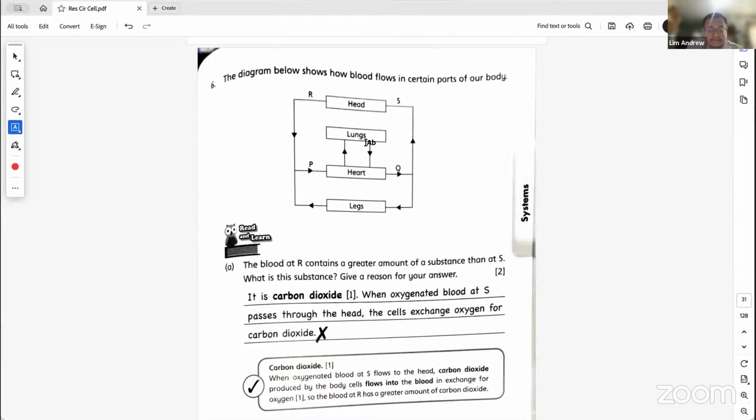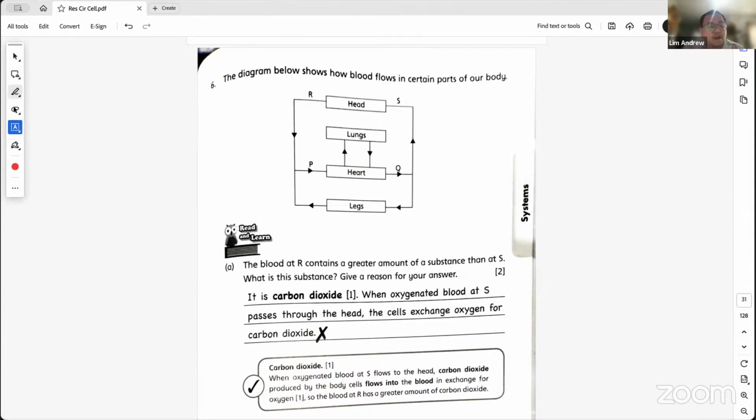The question now says, question 6A, they give you a diagram. They are saying that the blood at R contains a greater amount of a substance than at S. So what is this substance? Give a reason for your answer. The first part of the question tells you that the blood at R contains a greater amount of something compared to S.